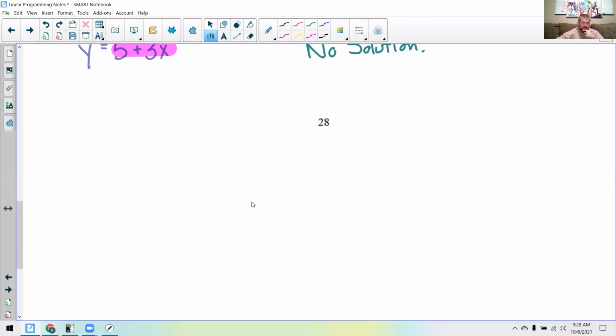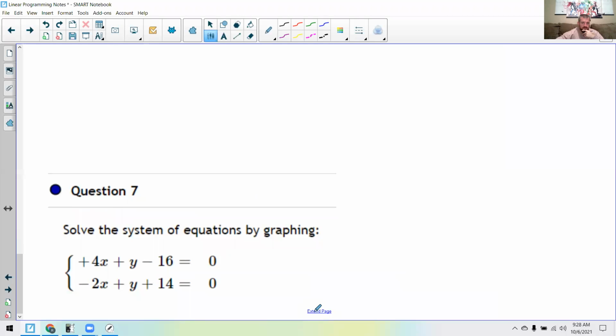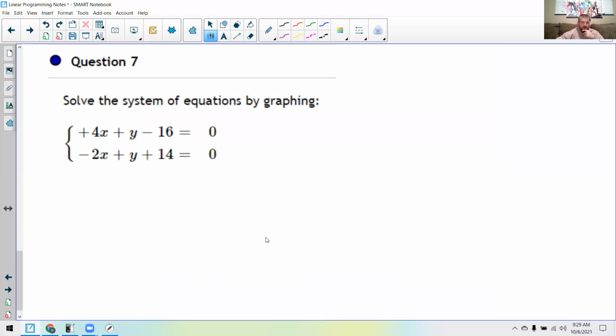And this last one here, question 7, says solve the system of equations by graphing. Not going to do that. All right, but I have everything on one side. I have these constants here as well. I don't want them. I want them to be in standard form, which, if you remember, is ax plus by equals c. So I got to get rid of this -16 on this side, and I have to get rid of this +14 on this side. So for the first equation, I'm just going to add 16 to both sides.